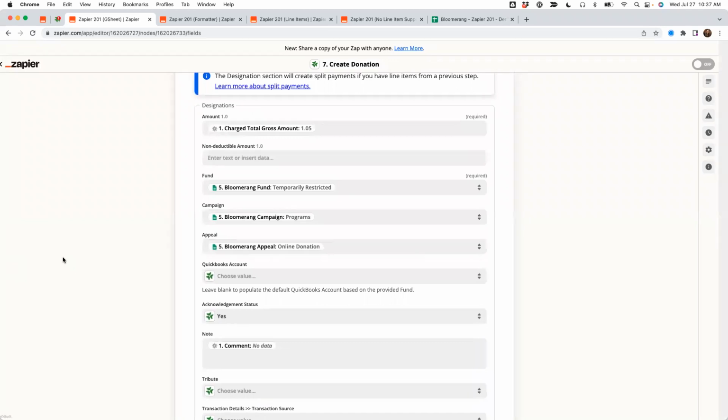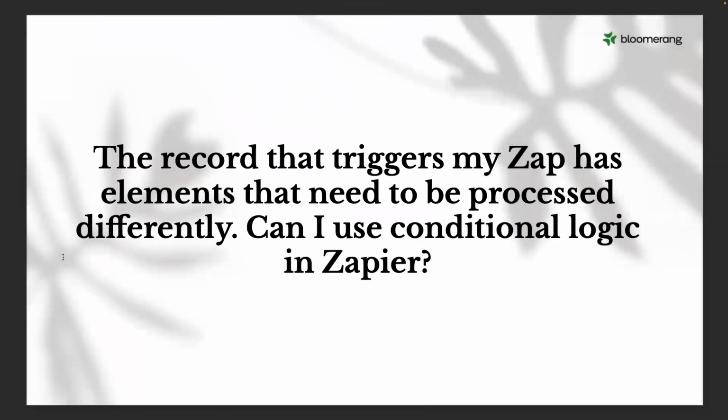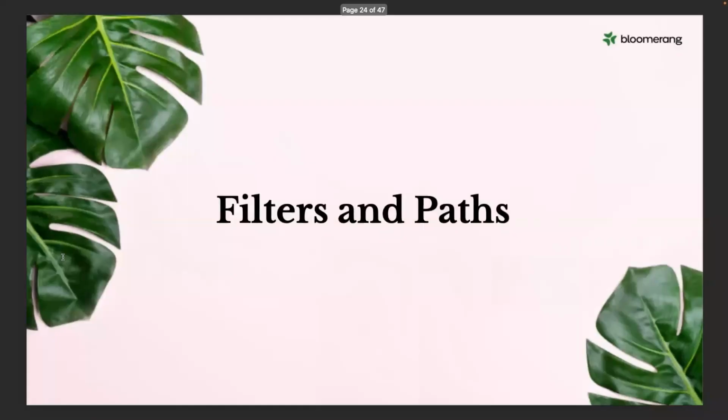Now let's hop over to our next challenge. We often get asked, what do I do if the record that triggers my Zap has elements that need to be processed differently? Can I use conditional logic in Zapier? And the answer is yes. Conditional logic is supported in Zapier using filters and paths.